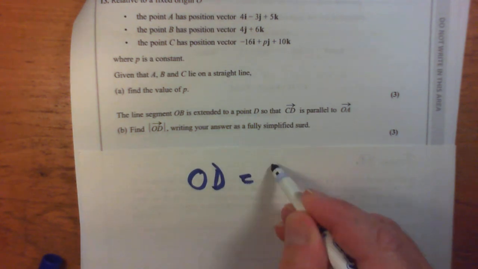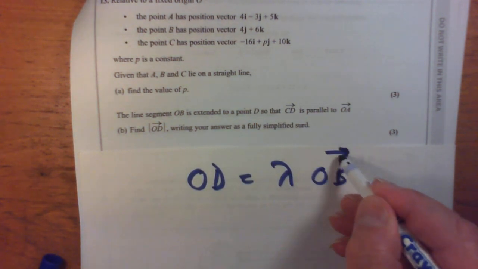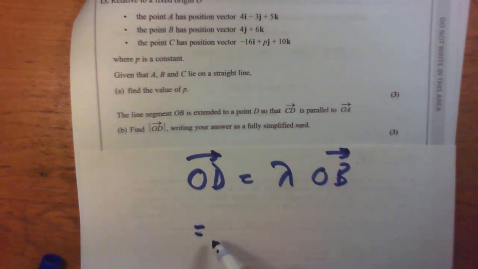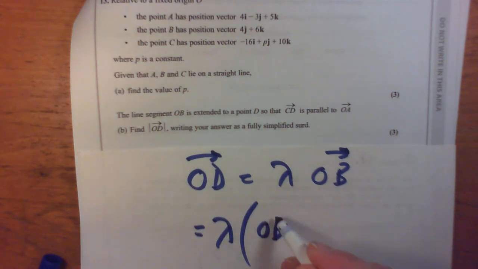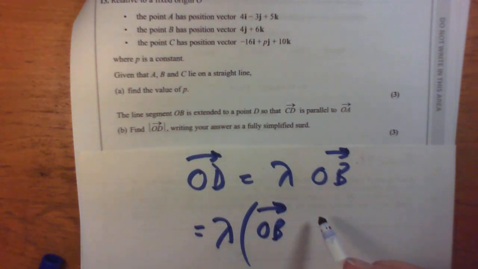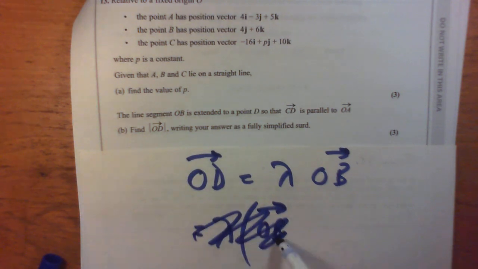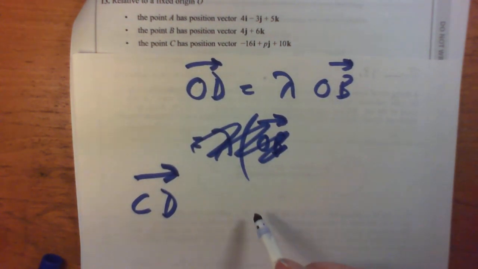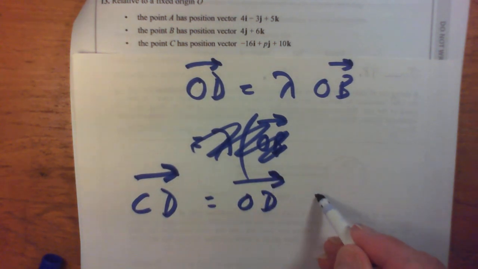We're told that OD equals something, that's what we're told in the question. OD is some multiple of OB because OB has been extended further along its path. So therefore that would equal lambda OB. Now what I can also deduce from that is I can work out CD. CD is equal to OD minus OC.